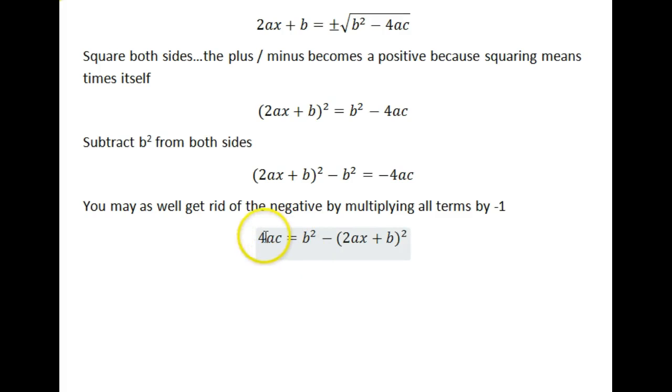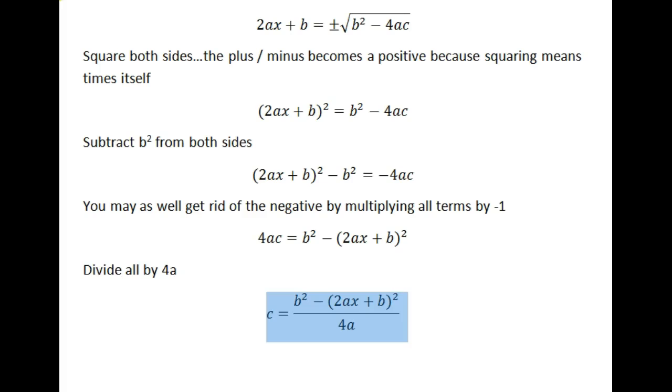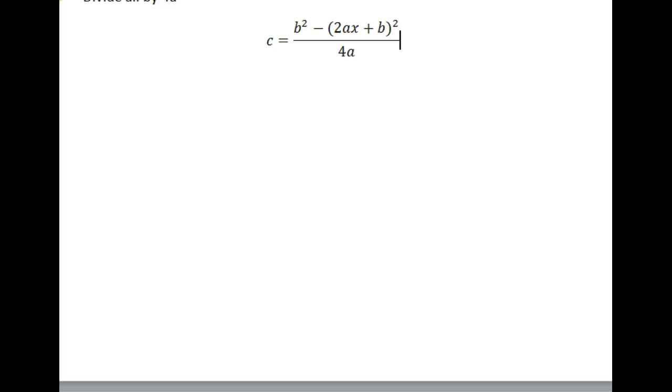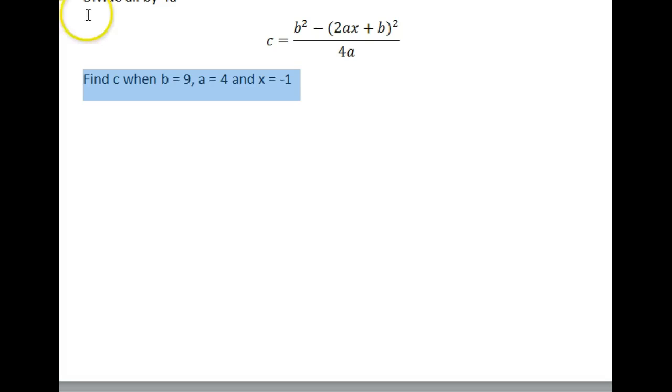I just have to divide both sides by 4a. Dividing all by 4a leaves the c by itself, and we end up with this complex sort of formula on the right hand side where everything has been divided by 4a. Alright, now they're going to ask us to find c when b is 9, a is 4 and x is -1. So everywhere those letters appear, we replace them with these numbers.